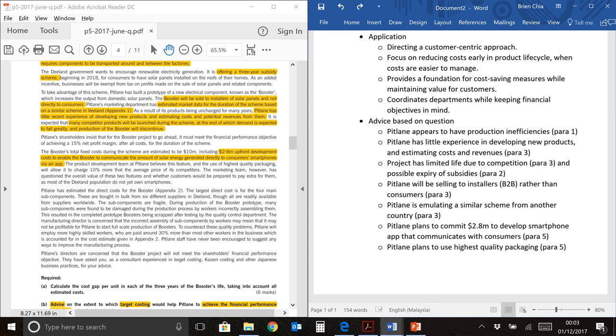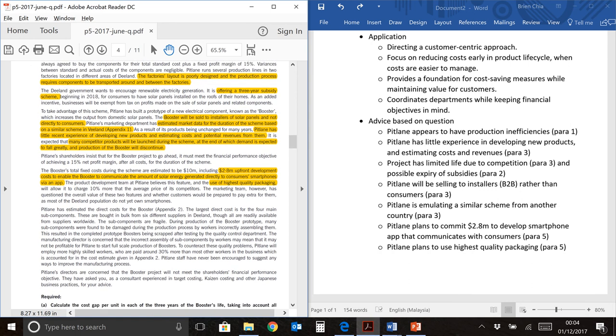Pit Lane plans to use highest quality packaging. This is a cost issue. Now when it comes to target costing, we need to satisfy the market. And when we're using high quality packaging, that increases our costs. And we are not sure whether the market would actually pay more for such high quality packaging. Remember, we're selling to installers, not to end users.